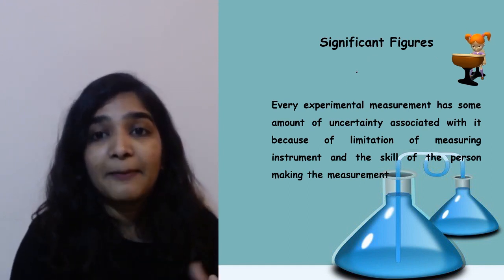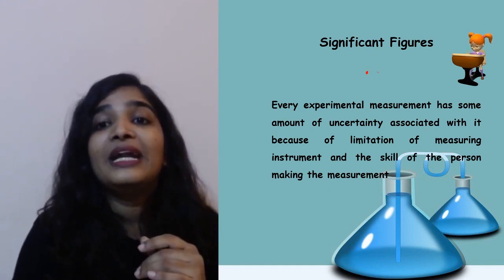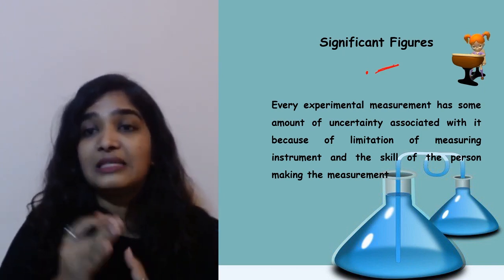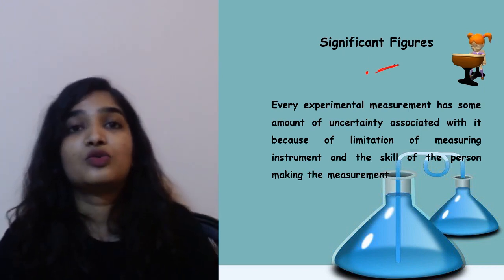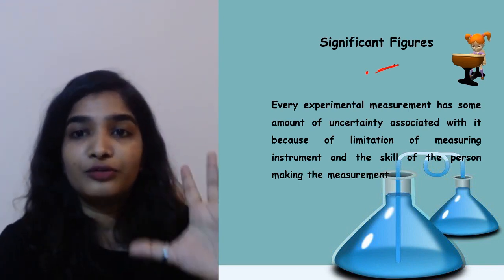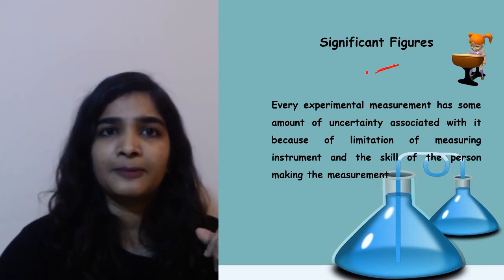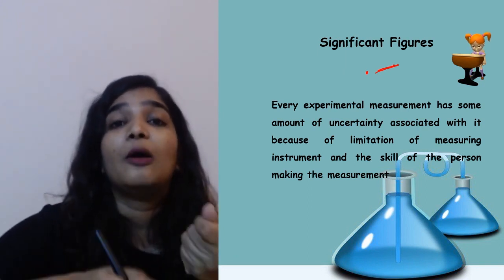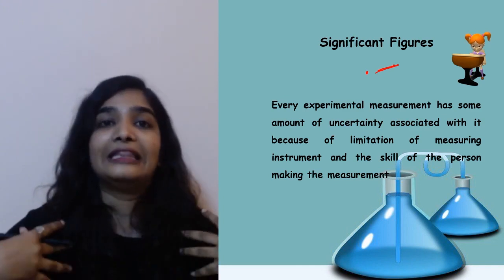Because in our chemistry, the digits after the decimal point are also very important. So every experimental measurement has some amount of uncertainty associated with it. You are not very sure. This is because of the measuring instrument and the skill of the person.